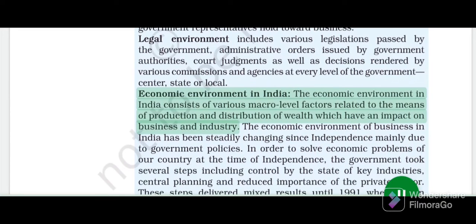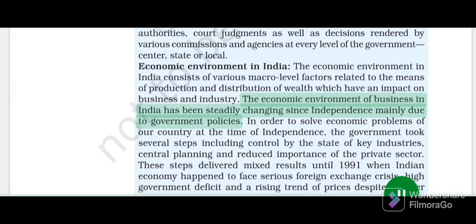Economic environment in India. The economic environment in India consists of various macro-level factors related to the means of production and distribution of wealth which have an impact on business and industry. The economic environment of business in India has been steadily changing since independence, mainly due to government policies.